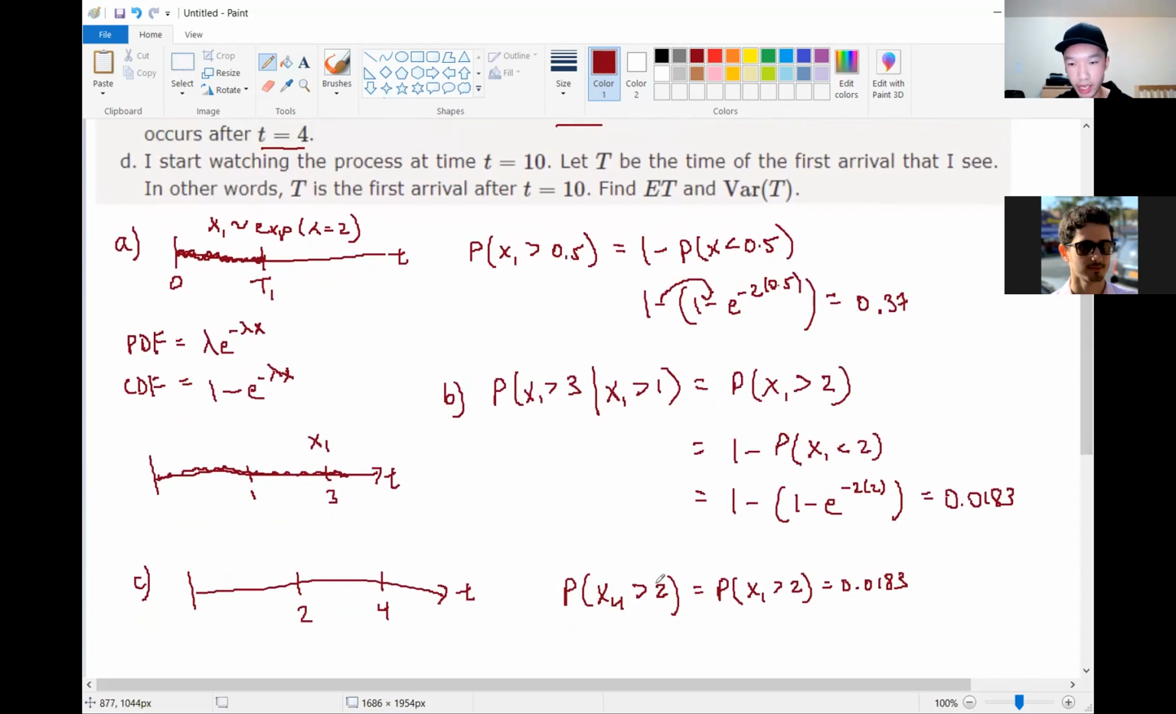And I guess this also uses the property that all the interarrival times are independent, so you don't have to consider what happened beforehand. The probability that X of 4 is greater than 2 is the same as the probability that X of 1 is greater than 2. So it's going to be 0.0183 again.